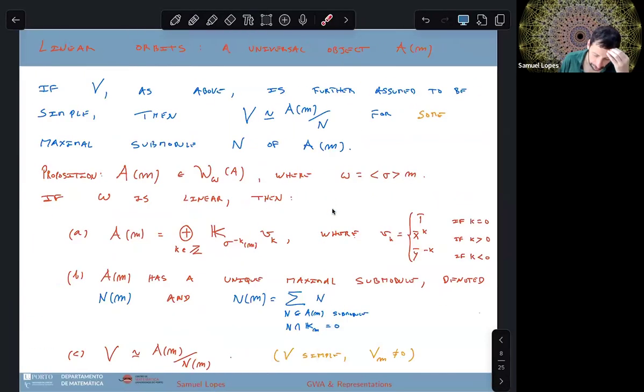So if I further assume that V is simple, and this is mostly what I'll be interested in, then we already know that it's a quotient of the module A/AM, but if V is supposed to be simple, then it must be a quotient of A/AM by some maximal submodule N.